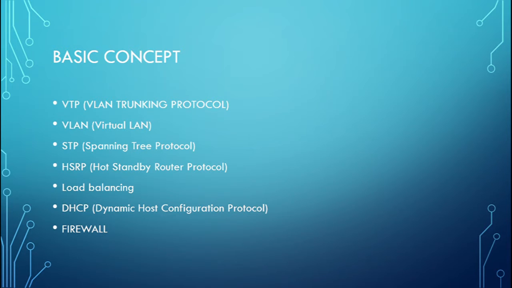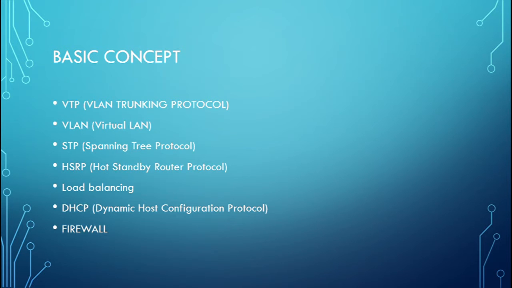Now STP, that is Spanning Tree Protocol. It is used to reach the destination with the smallest path cost to increase the efficiency of the network. That is why we are using STP. It is also used to give a backup if one of the paths doesn't work. Still, a packet will pass to a destination.